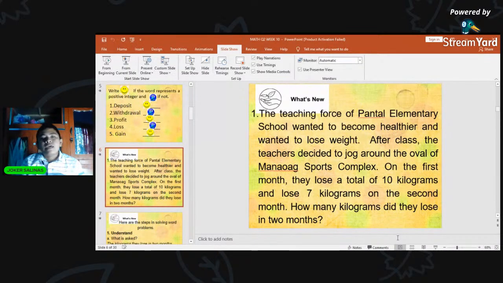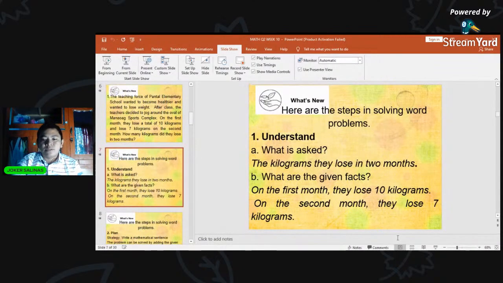Here are the steps in solving word problems. Number one, you need to understand. You need to know what is asked. In our problem, it is the kilograms they lost in 2 months. Next, what are the given facts? In the first month, they lost 10 kilograms. In the second month, they lost 7 kilograms.